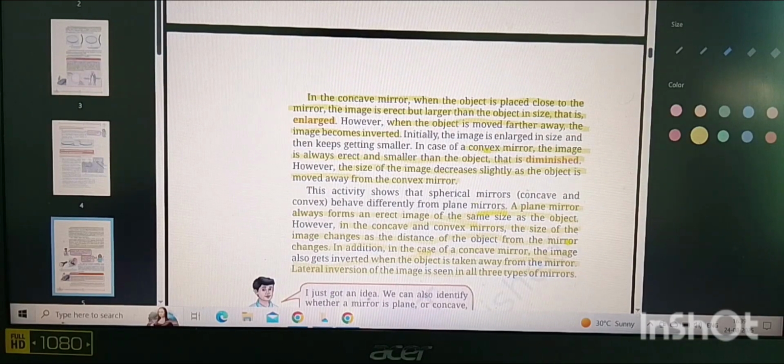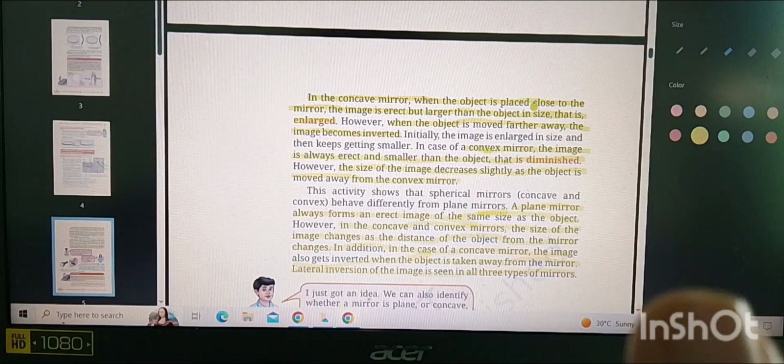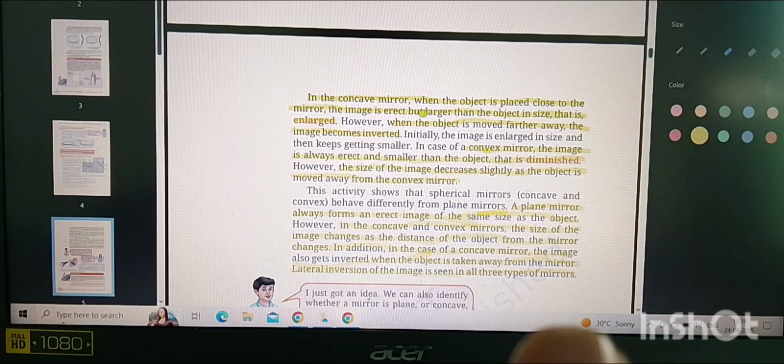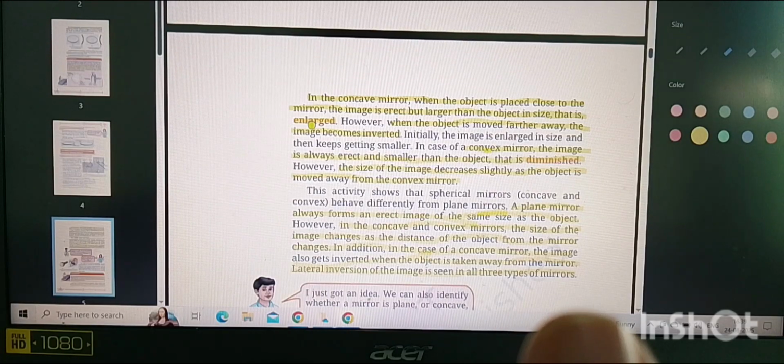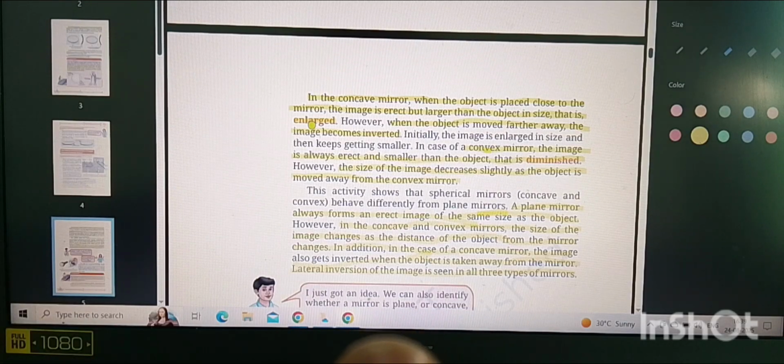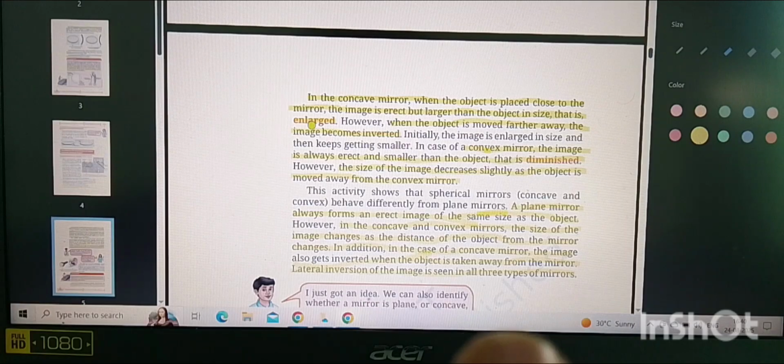So here it is given. In the case of a concave mirror, when the object is placed close to the mirror, the image is erect but larger than the object in size. That is, enlarged. So in the case of a concave mirror, we get an enlarged image. That is the one thing you have to keep in mind, because it will be a bit confusing if you learn both. So you have to learn by heart one at a time. For the concave mirror, you can keep in mind that at a short distance it will produce an enlarged image.